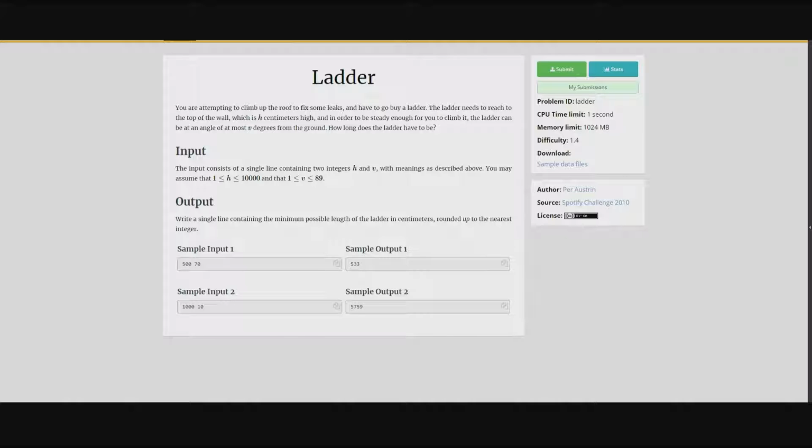As for our output, it's expected that we give a single line containing the minimum possible length of the ladder in centimeters, rounded up to the nearest integer. This is also very important, so let's keep that in mind when we're going over our example solution code as well. Looking at our outputs here, it seems that h and v are separated using a space. This will be useful for parsing our inputs.